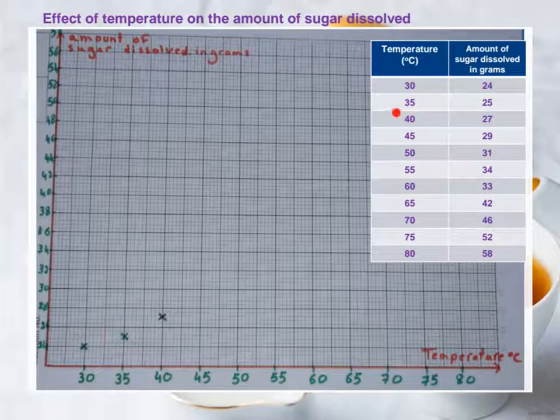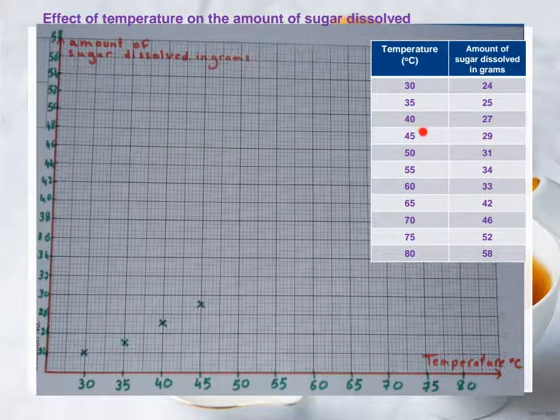At 40 degrees Celsius, the maximum amount of sugar dissolved is 27 grams. So on 40 degrees Celsius, I'll go up until reaching 27. 27 is between 26 and 28. So I'll go up until I reach 27 and I'll put an X.